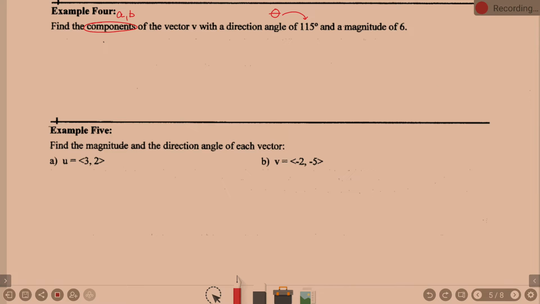And a magnitude of 6. Thoughts on that one? What is magnitude? The length. And what do we use to represent magnitude, length? V. Not just V. Absolute value of V. Anytime they start talking about magnitude or length of a vector, you're thinking the absolute value of that vector.